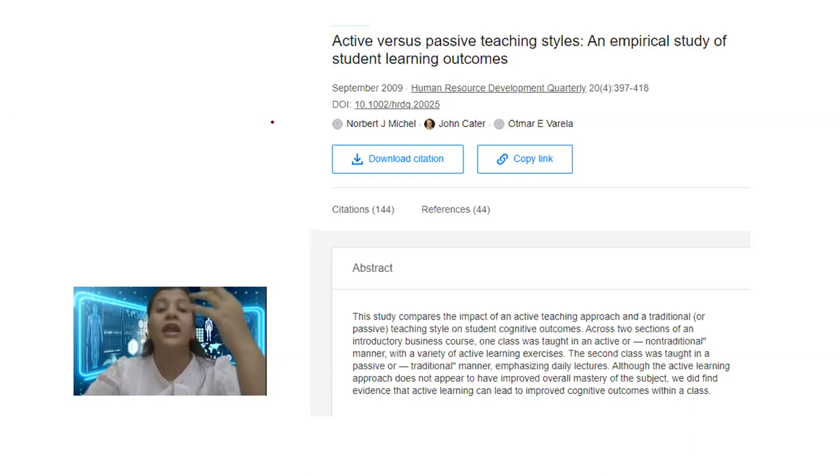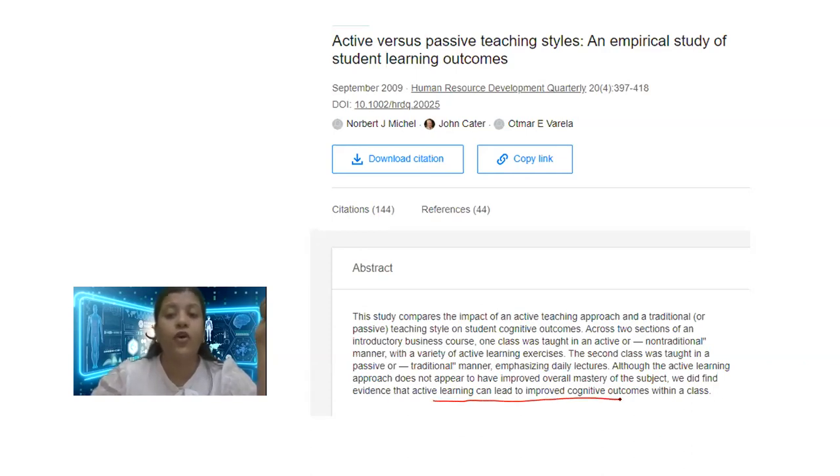I can't tell you that in my experience, I feel that active learning is better than passive learning. No, I have to give you evidence. So what does evidence say about these types of learning? Evidence says that active learning can improve cognitive outcomes within a class.